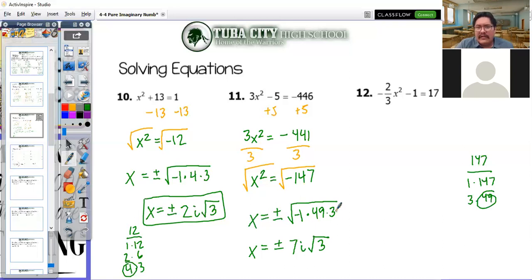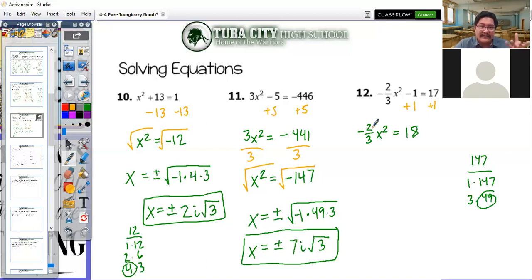Now, I'm afraid of running out of space, so I'm going to take a shortcut here to get rid of this fraction. Normally, I would multiply both sides by 3, and then I'd have negative 2x squared, and then I'd divide both sides by 2. But a shortcut is to multiply by the reciprocal, and make sure you do the reciprocal on both sides. So instead of negative 2 over 3, we have negative 3 over 2 on both sides. This allows us to skip a whole step, because otherwise we'd have to multiply both sides and then divide both sides.